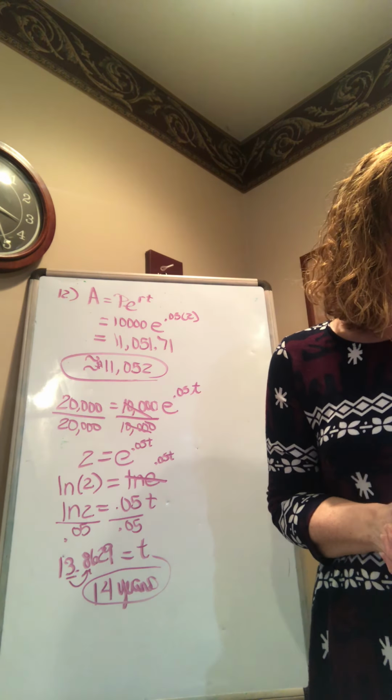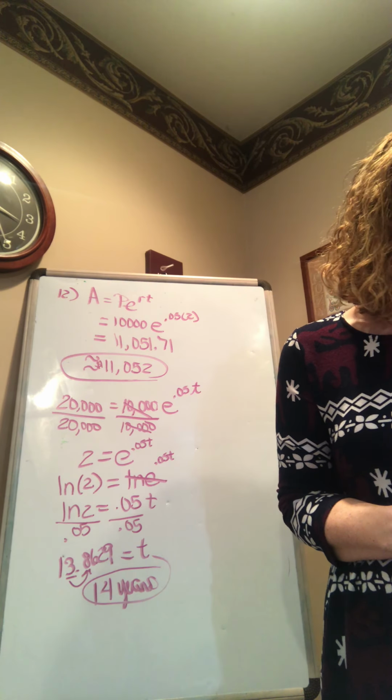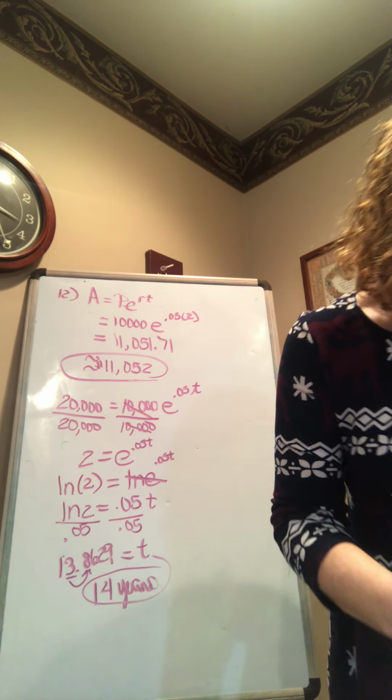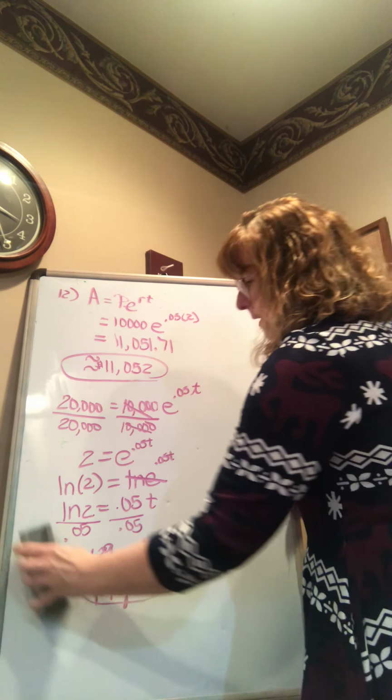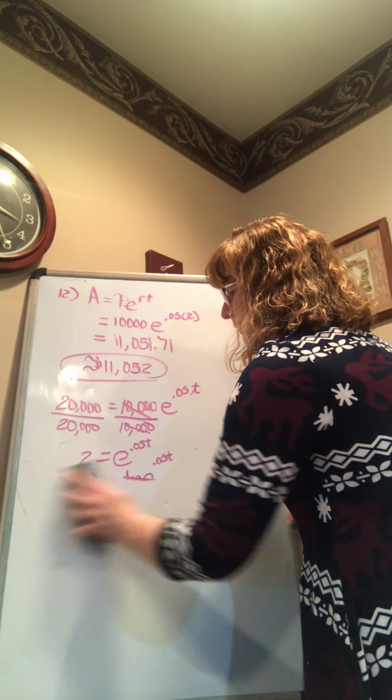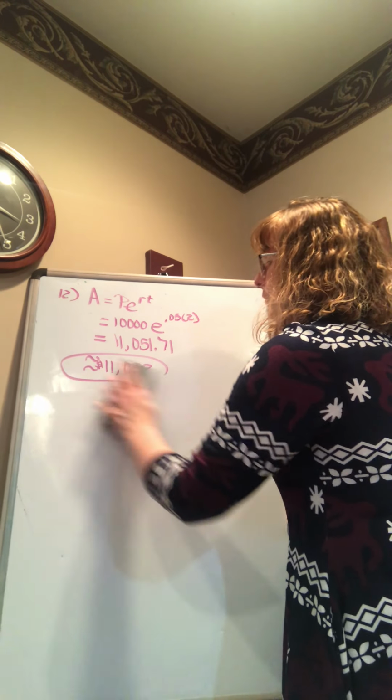Last one, nope, almost the last one. Number 13, bacteria in a Petri dish again. They love the bacteria problems. So let's take a look at that one.